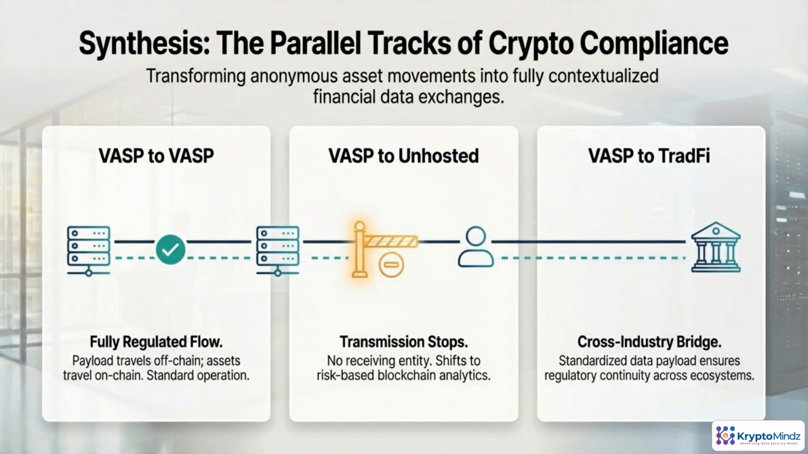You can now see crypto compliance as three parallel tracks. When value moves between two VASPs, you're in a fully regulated corridor. Travel rule data moves off-chain, assets move on-chain. When value leaves to an unhosted wallet, there's no counterparty, so controls pivot to risk scoring and enhanced monitoring. And when value meets traditional finance, standardized data keeps regulators comfortable on both sides and keeps your connections open.